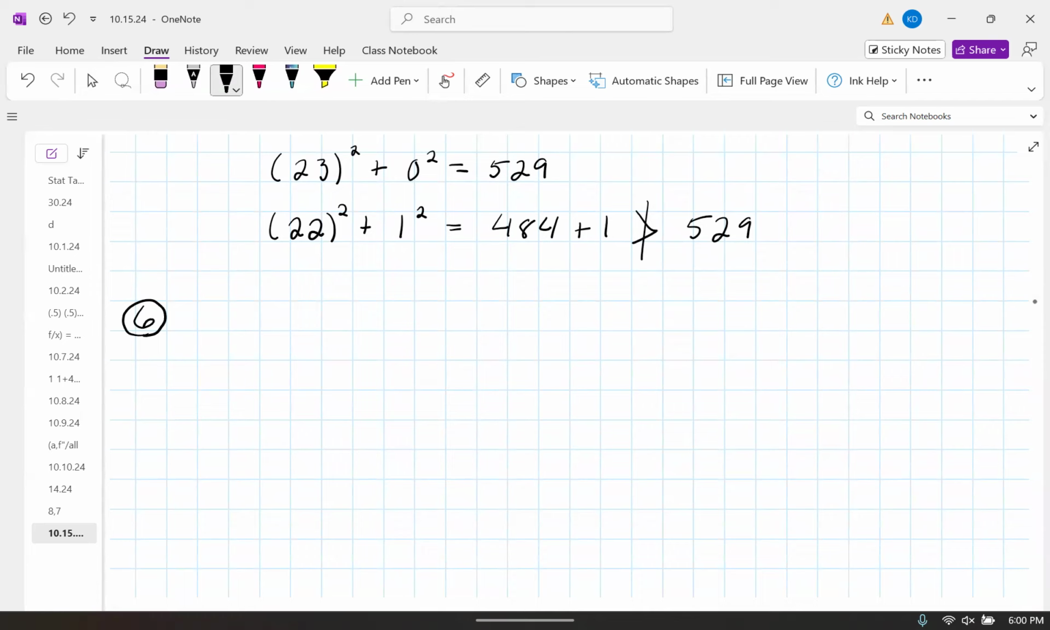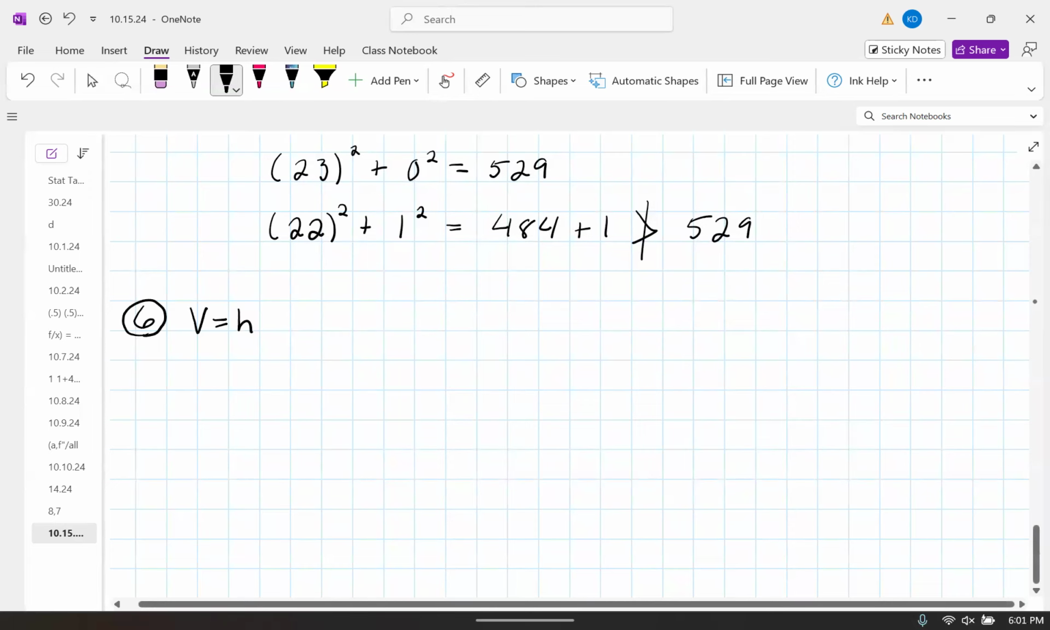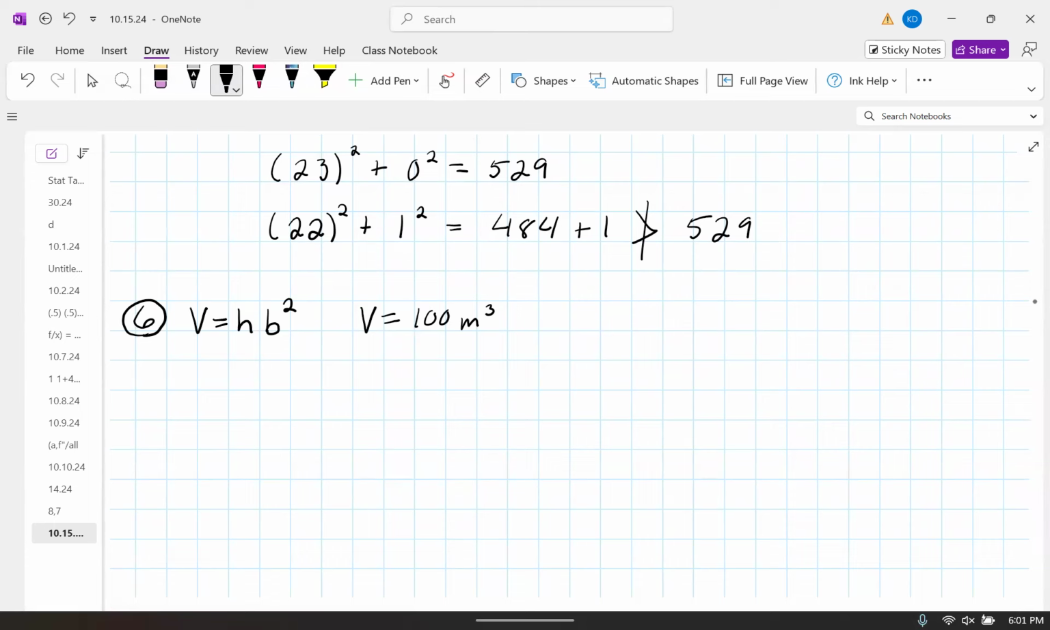Okay, we have boxes with square bases and a volume of 100 cubic meters. Which one has the minimum surface area? So the volume equals height times my base squared, since the base is a square. And we know its volume equals 100 cubic meters. Now we need to find the minimum surface area.